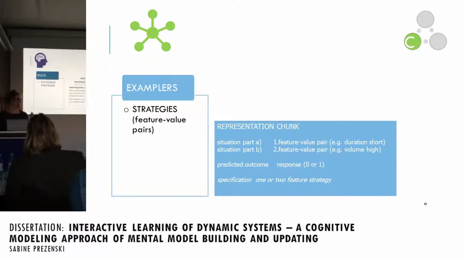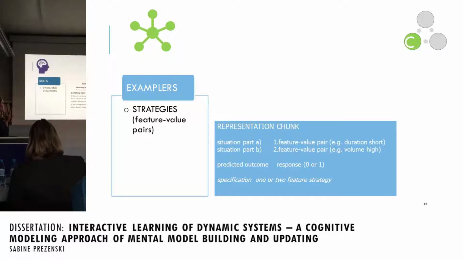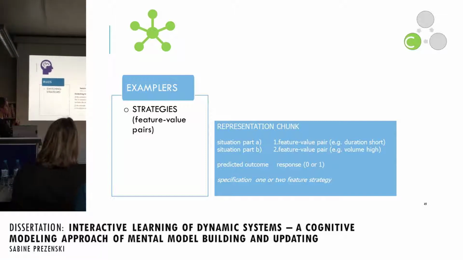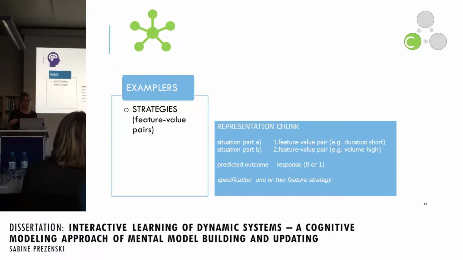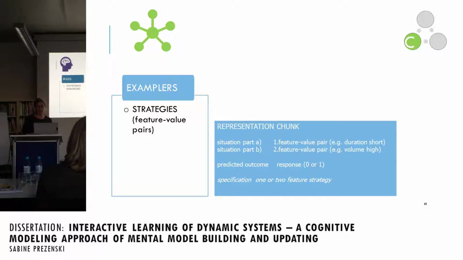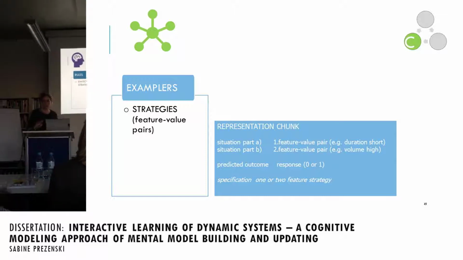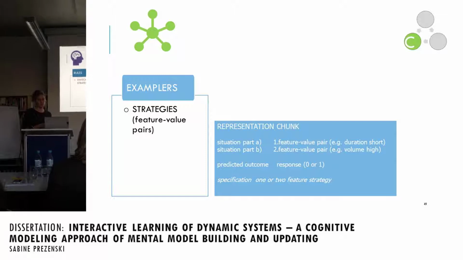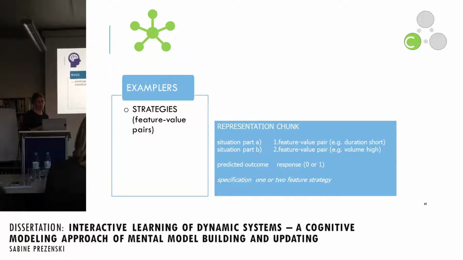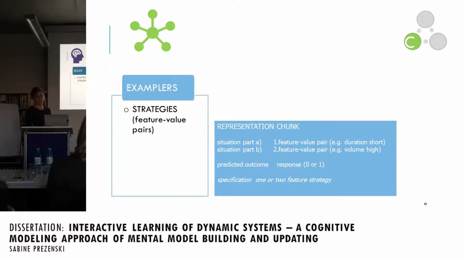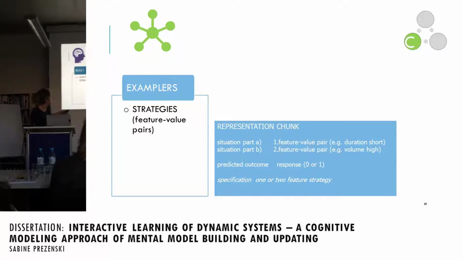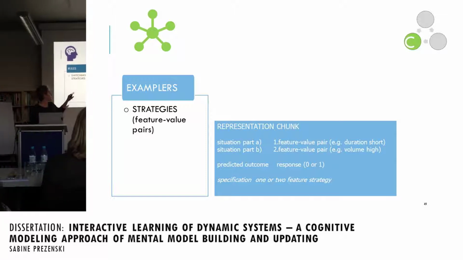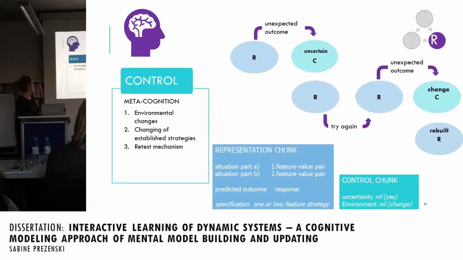For switching between strategies, there are explicit switching rules. For example, if the current strategy is a one feature strategy that was successful often, but it caused an error before, then retrieve a two feature strategy, which includes the current feature value pair and the response. And there are other switching rules, for example, for switching between different one feature strategies.